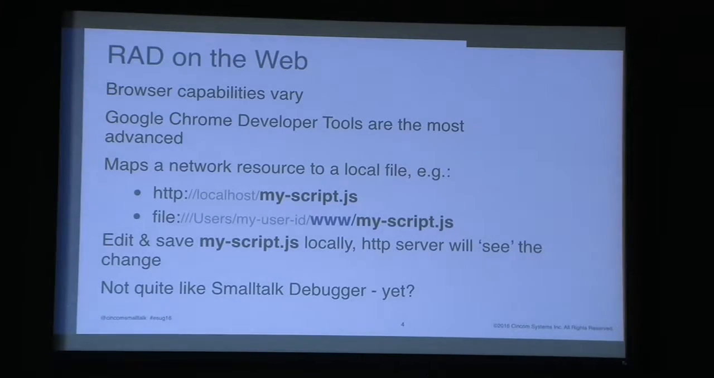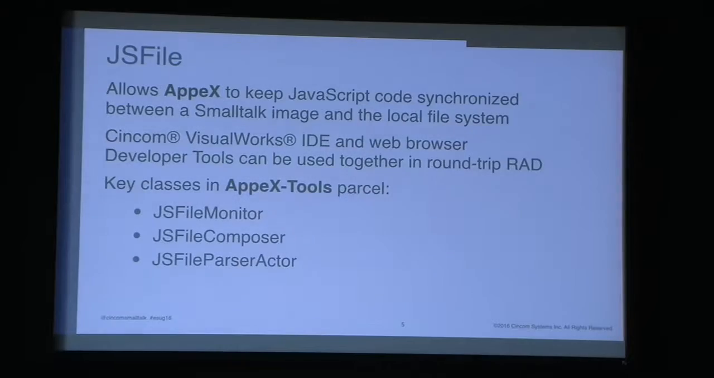So what developer tools allow you to do is to take a network resource, like http://something.js, and map it to a local file. So if you work on a system where both your browser and your server are on the same machine, you can take advantage of that to some degree. For example, you can edit and save your local copy of your JavaScript, and your HTTP server should be able to see that change. This is of course not nearly as advanced as we are used to, but things are improving.